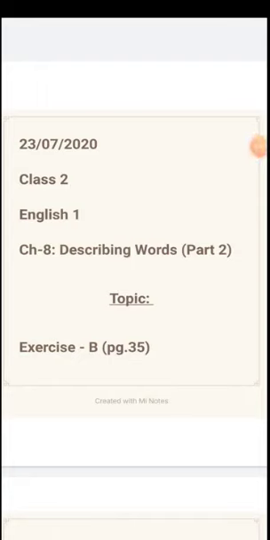Class 2, English 1, Chapter 8, Describing Words, Part 2. Topic for today is Exercise B, given on page number 35.